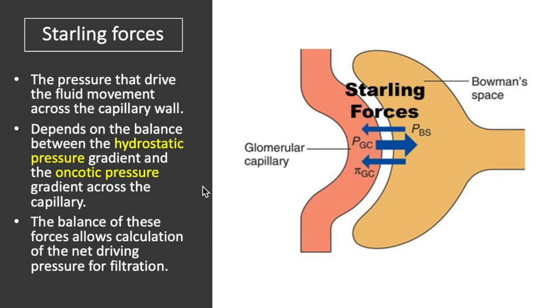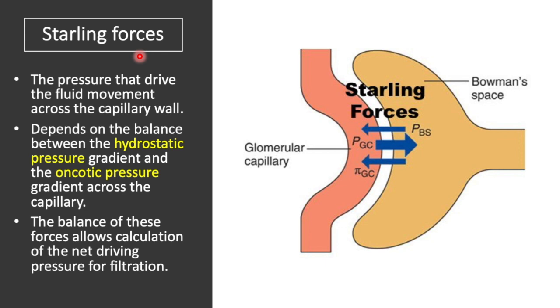Similar to the systemic capillaries, the pressures that drive fluid movement across the glomerular capillary wall are the Starling pressures or Starling forces. Starling pressures of the systemic capillaries consist of 4 pressures, which are 2 hydrostatic pressures, 1 in capillary blood and 1 in interstitial fluid, and 2 oncotic pressures, 1 in capillary blood and 1 in interstitial fluid.